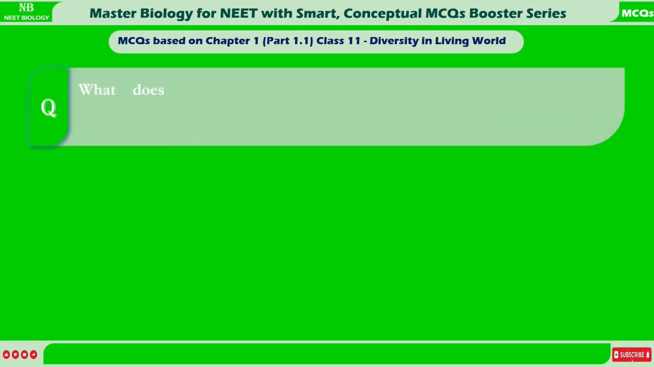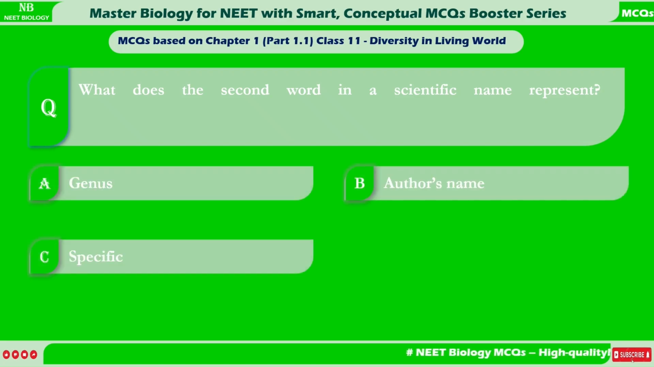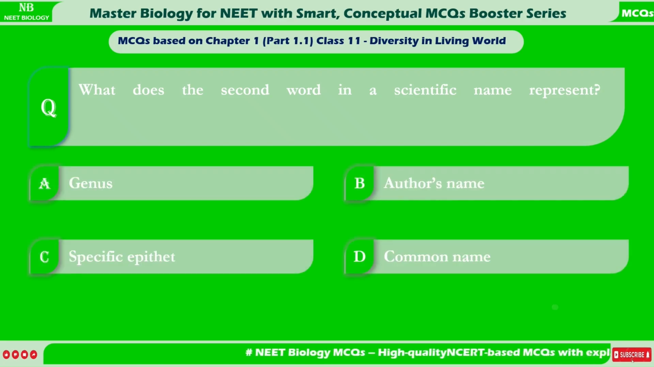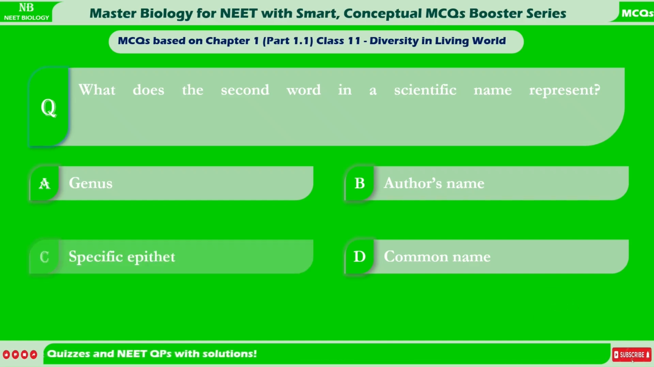What does the second word in a scientific name represent? A. Genus. B. Author's name. C. Specific epithet. D. Common name. Correct answer is C. Specific epithet.